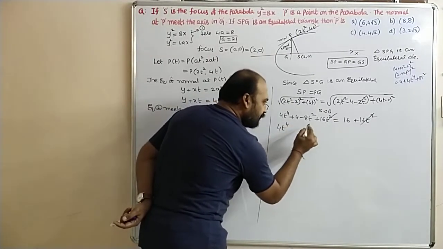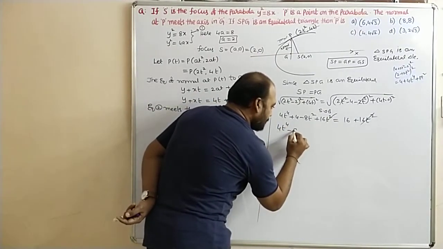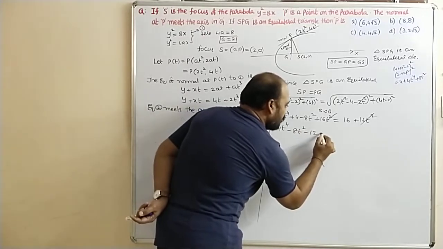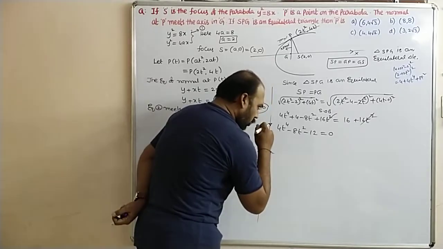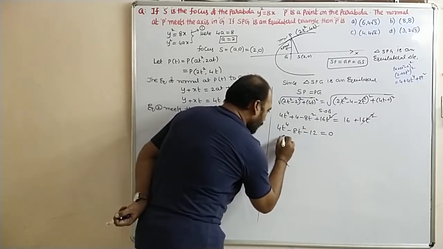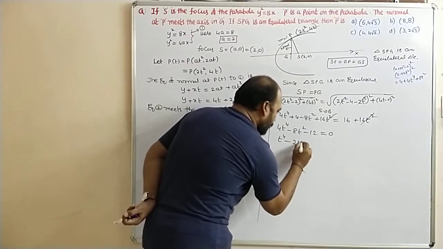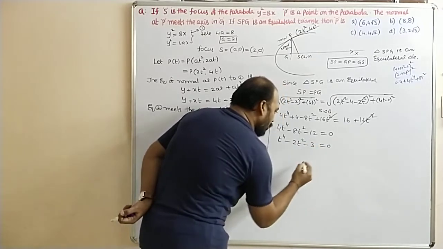4t power 4 minus 8t square minus 12 equal to 0. Here plus 4 minus 16 minus 12. So now dividing by 4, t power 4 minus 2t square minus 3 equal to 0.